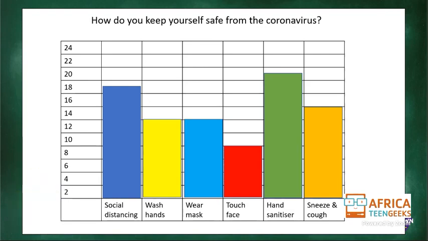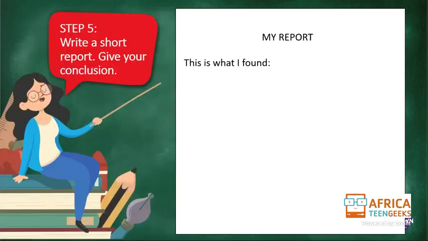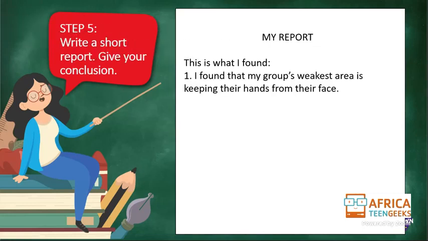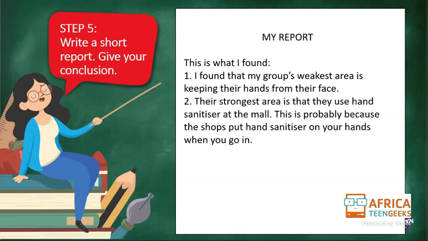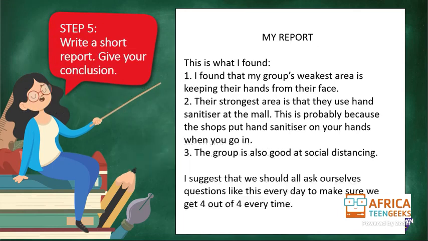So let's see what we would do for a report. You'd say something like this. This is what I found. I found that my group's weakest area is keeping their hands from their face. Their strongest area is that they use hand sanitizer at the mall. This is probably because the shops put hand sanitizer on your hands when you go in. And then the group is also good at social distancing. I suggest, so this is your conclusion, I suggest that we should all ask ourselves questions like this every day to make sure we get 4 out of 4 every time.